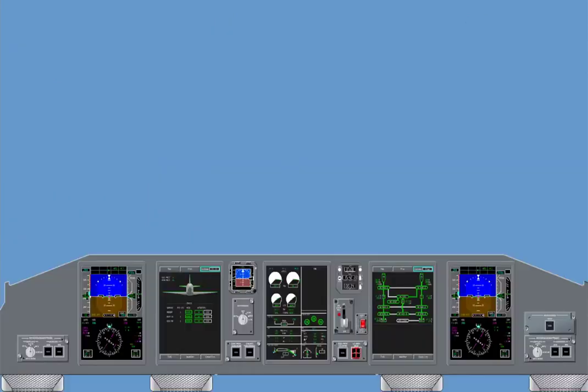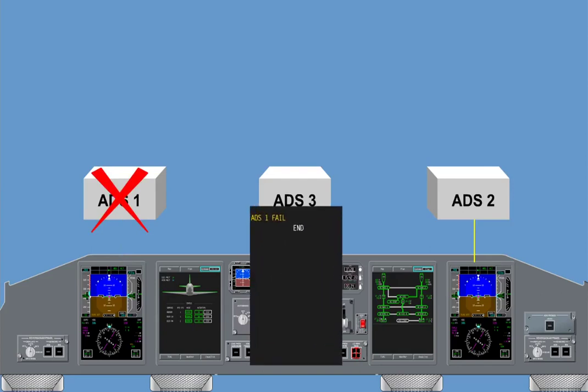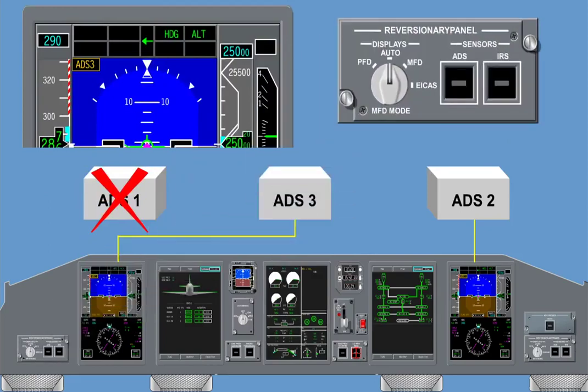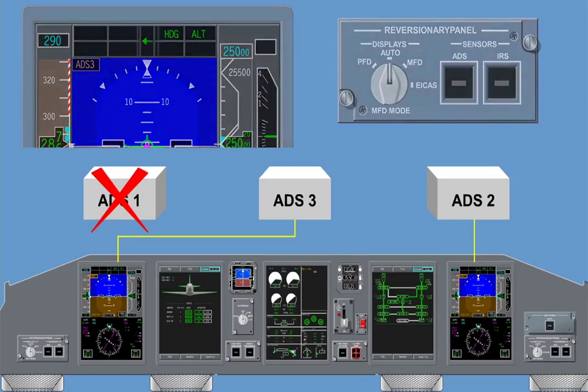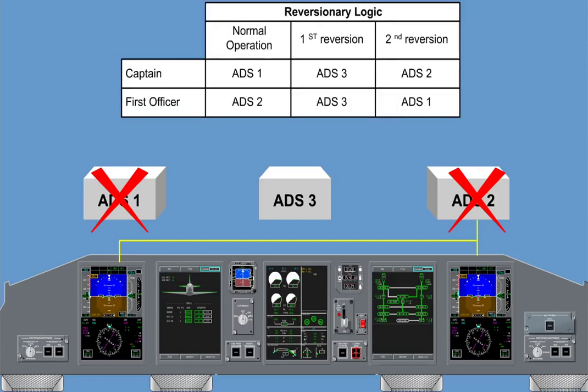During normal operation, air data readouts on the captain and first officer's PFDs are from ADS-1 and ADS-2, respectively. Upon failure of either ADS-1 or 2, only the affected side will lose the ADS readout, and a failure indication will be provided to the flight crew. The affected side will automatically revert to ADS-3. In addition, the pilot can select one of the two remaining ADSs for the associated PFD's air data display. For one or two ADS failures, the reversionary logic for the captain and first officer PFDs can be seen in the following table.